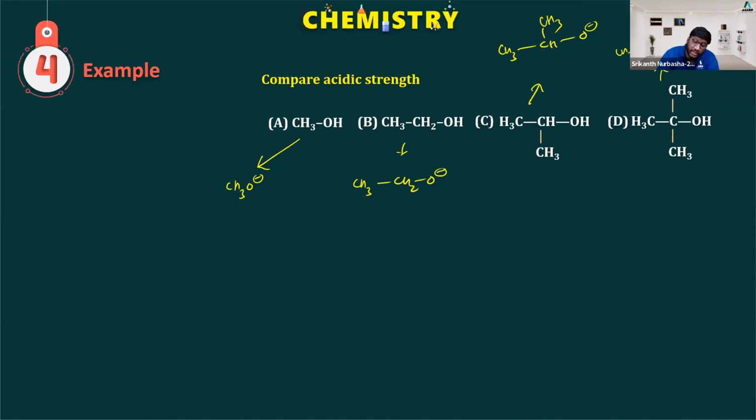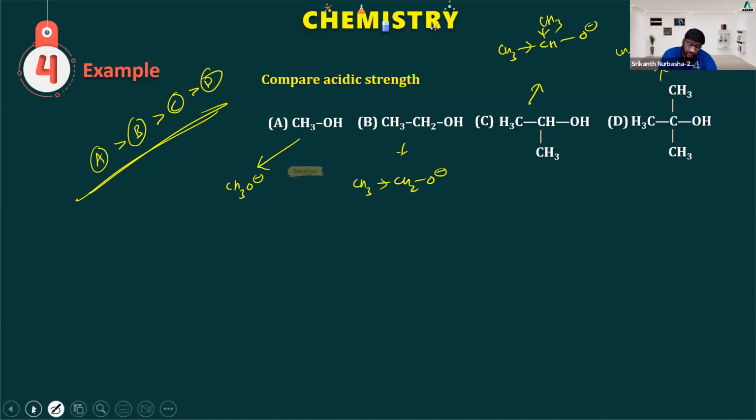Methyl groups are electron donating groups. So the more electron donating groups, the more the electron donation. The negative charge on oxygen is already there and we are donating electrons, so repulsions will be increased. In A there is no electron donation because there are no methyl groups, only CH3O minus. In all the others electron donation is increasing, and because of increased electron density, stability is decreasing. So A will be greater, then B, then C, and then D.